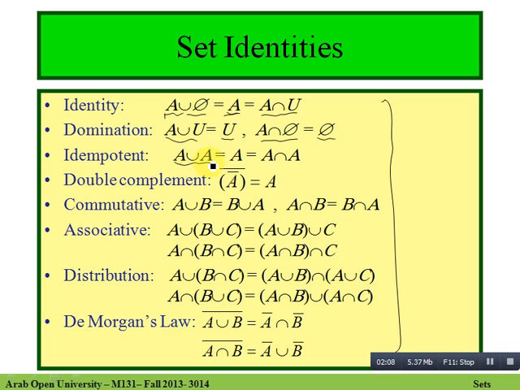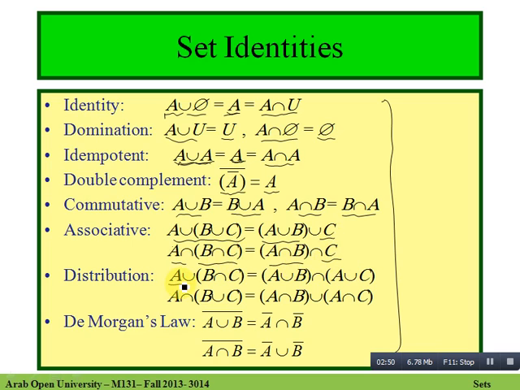Idempotent: a set union with a set is the set itself, and a set intersection with a set is the set itself. Double complement: a complement of the complement is A, or a set, its complement, and its complement is A itself. A union B is equal to B union A, and A intersection B is B intersection A, is a commutative law. Associative says A union of B union C is A union B union C, and A intersection of B intersection C is A intersection B intersection C.